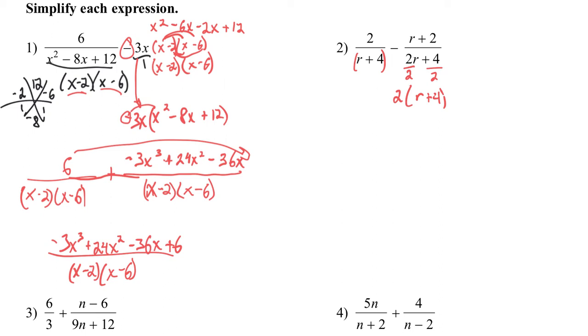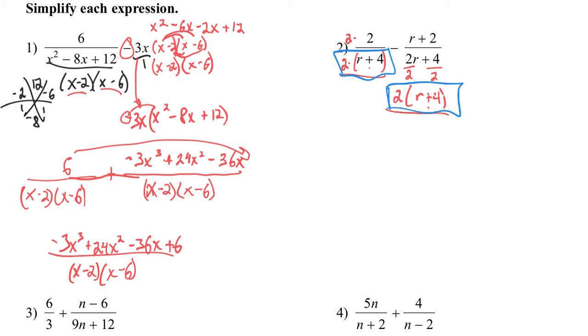Okay, so now check out the denominators. Both of them have an r plus 4. So we don't need to do anything with the r plus 4 because they already have the r plus 4. The only thing that the first one is missing is the 2. So we're going to put the 2 on top and bottom of the first fraction. We're not going to change the second one. Look at the denominators. They're already matching. So we got our least common denominator right there.